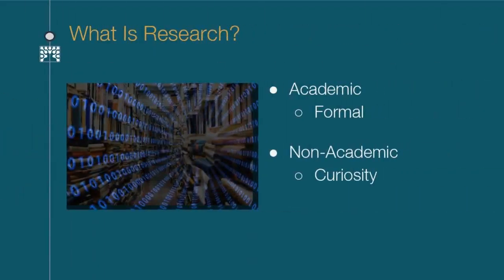So first, let's just define research. Anytime we're seeking information from a source with the goal of learning something new, we are conducting some sort of research. This can be formal academic research that's very systematic, or informal research that's much more casual and is done just to satisfy a curiosity or to learn more about a personal interest. So we'll be considering both kinds of research here.